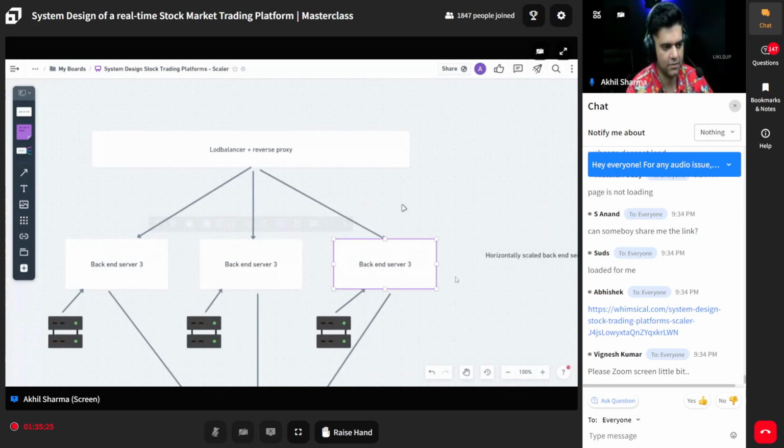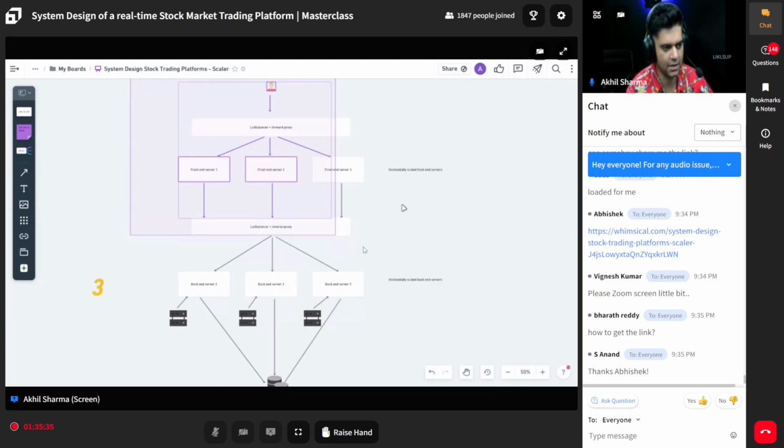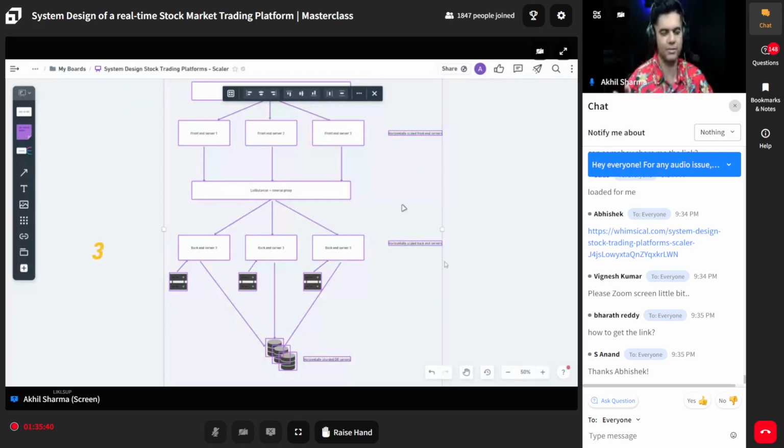Each backend server will have its own cache, as I've shown here. And then there are horizontally sharded databases. So when you have 6 months of experience, this is the kind of system design that you'll draw. But this is not acceptable in any system design interview, unless, let's say, you just have 6 months of experience. Then it's perfectly okay, you can draw this and you can walk out of the system design interview.